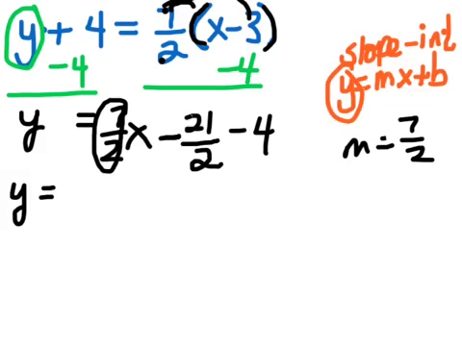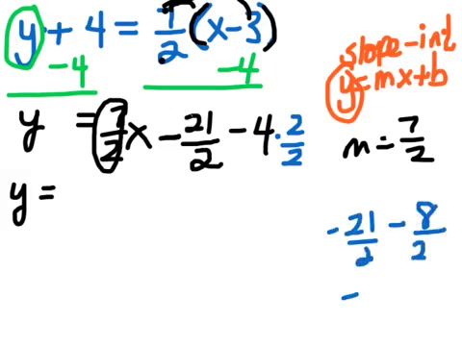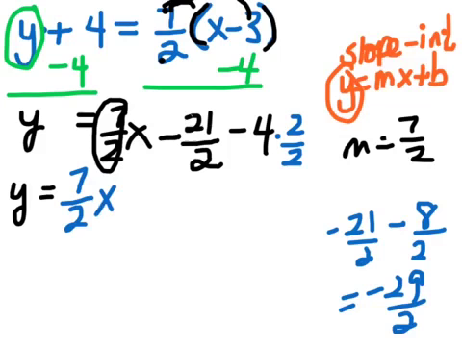But if I want to have my y-intercept, I need to get a common denominator and combine these numbers here on the end. So I'm going to multiply 4 by 2 over 2. I'm going to come over here to do the math. That's negative 21 over 2 minus 8 over 2 would be negative 29 over 2. So my equation ends up being y equals 7/2 x minus 29 over 2.